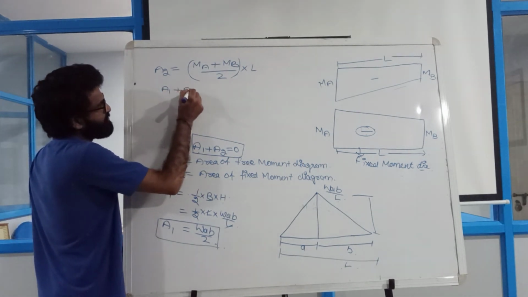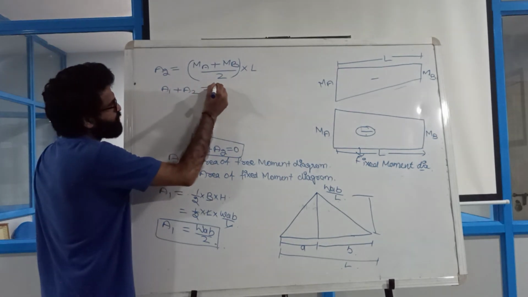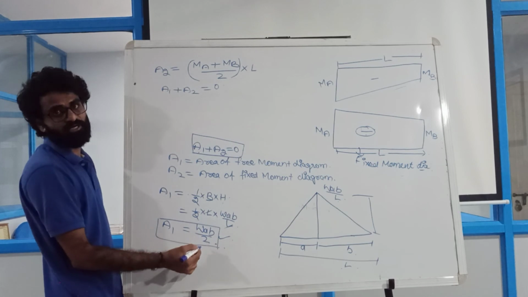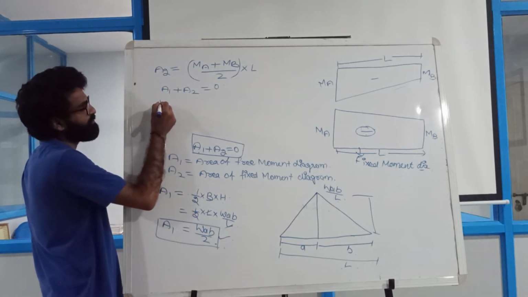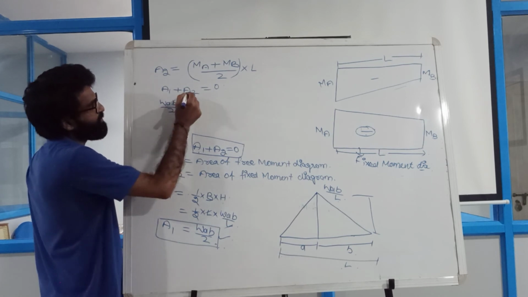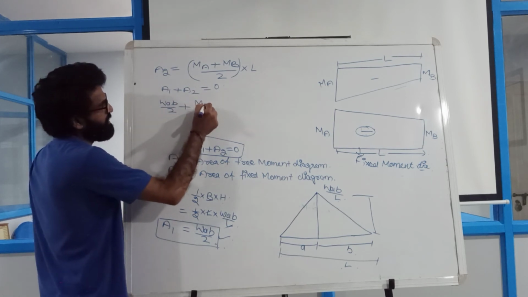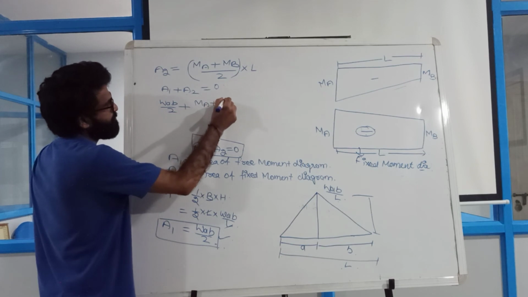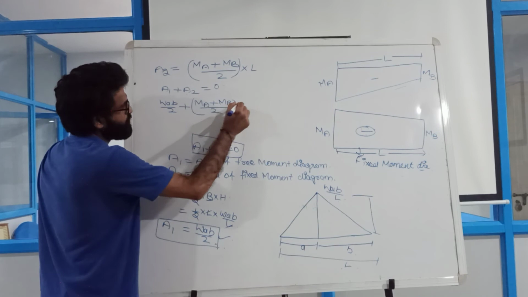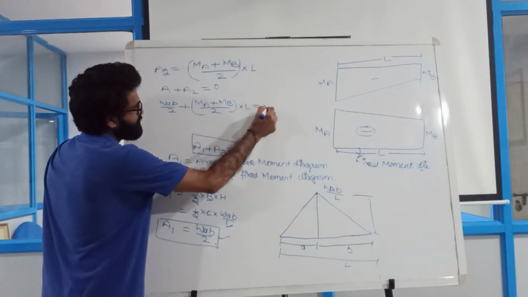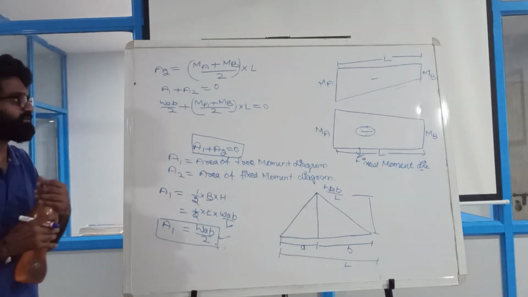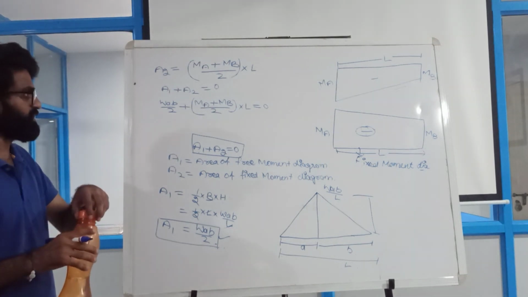A1 plus A2 is equal to 0. If I put both the values, my value for A1 came as WAB divided by 2, so I will write here WAB divided by 2 plus, for A2, MA plus MB divided by 2 into L is equal to 0. Now my dear friends, you can simplify this case. So let us simplify, take a moment.